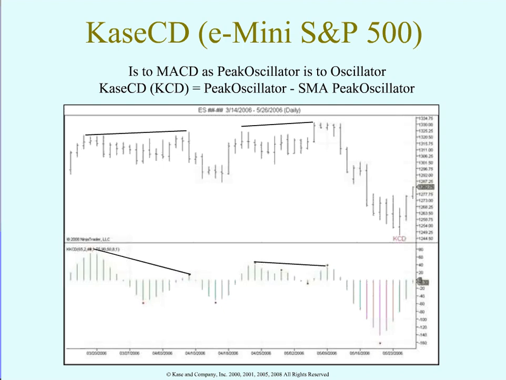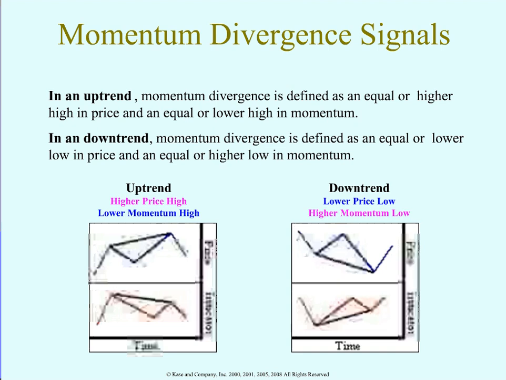And that's just what the KaseCD looks like. These are divergence lines that are drawn. KaseCD looks an awful lot like the MACD, but has some performance differences, and we're going to talk about that. This is basically just to show you what it looks like on the screen.